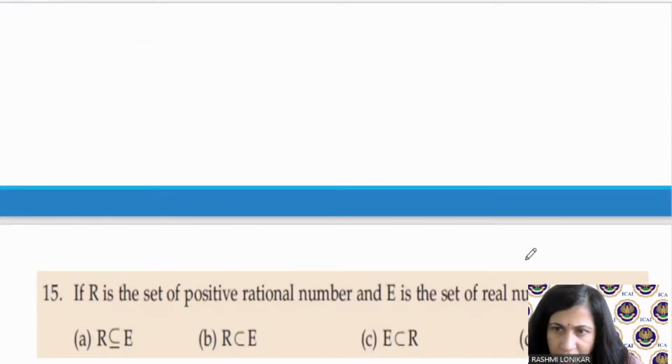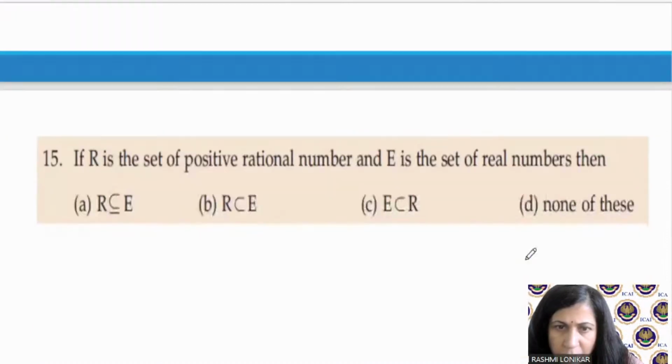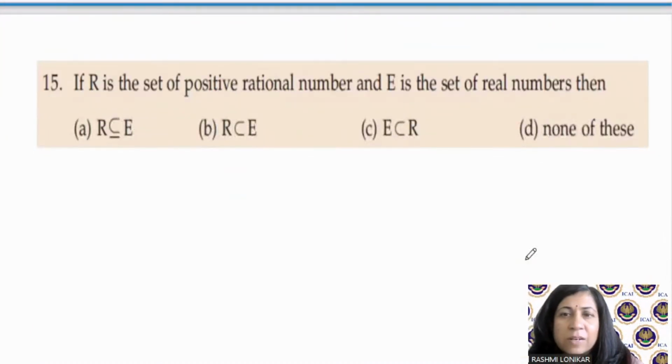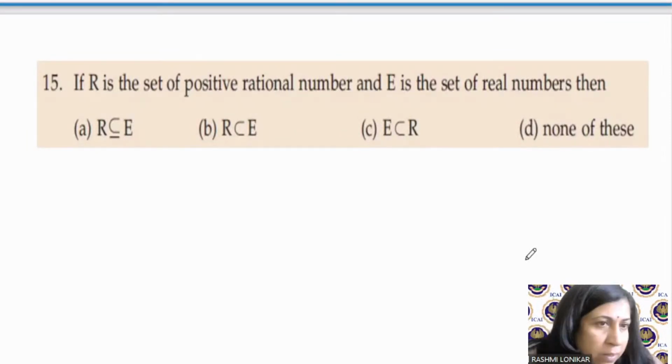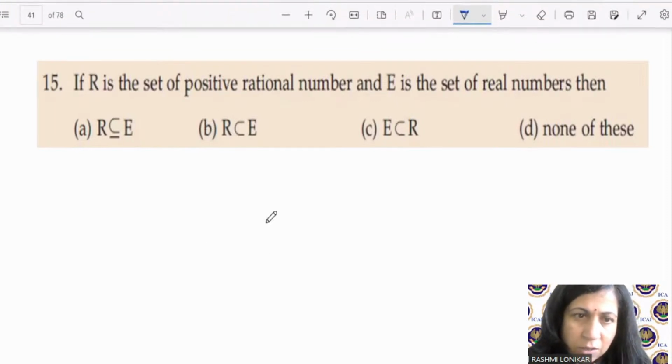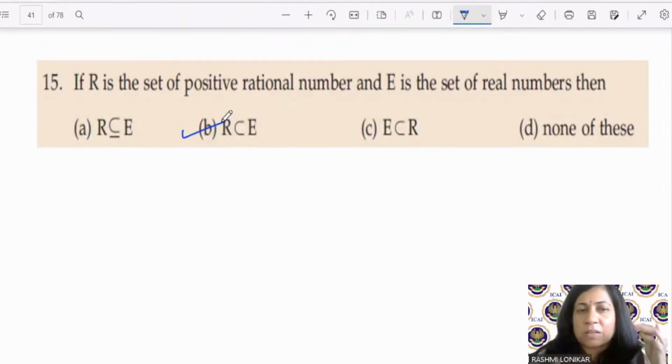If R is a set of positive rational numbers and E is a set of real numbers, then R is a subset of E, right? So R is a subset of E, and is it a proper subset? Yes, it is a proper subset. So B will be the correct answer.